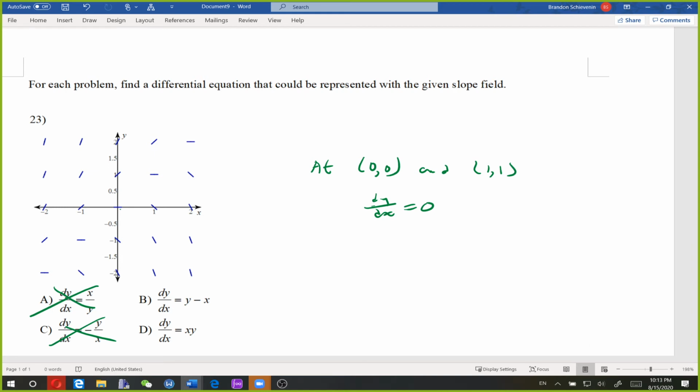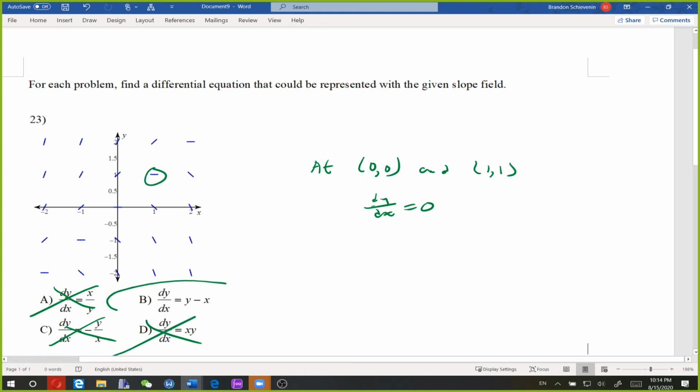Okay, that's fine. So if D was correct, then whenever x is 0, the whole slope should be 0. But you can see all of these points where x is 0, but the whole slope is not 0, that's showing. So it can't be D. If you wanted to use just these 2 points that Kelly picked out, if you plug in 1, 1, my slope for D would be 1, not 0, which is the slope that we see at the point 1, 1. Okay, so not D, so that leaves you with just B.